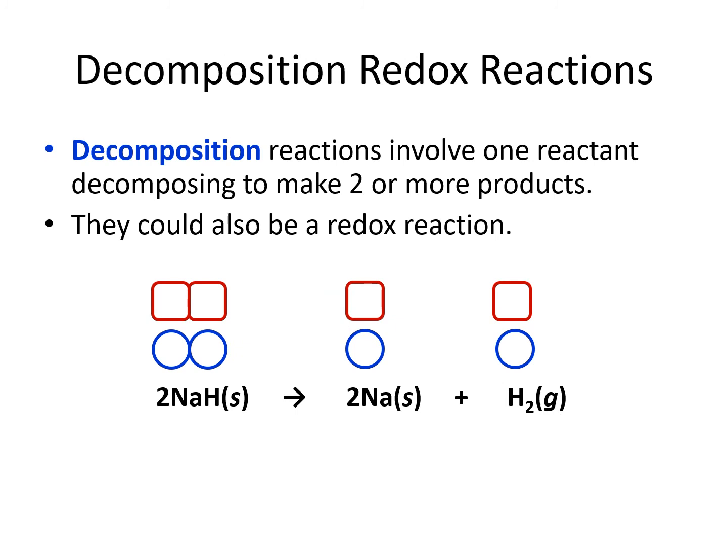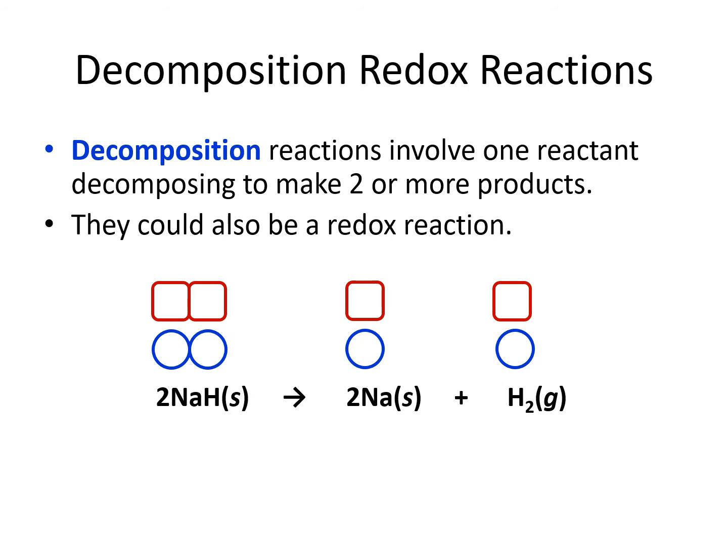Another type of reaction is decomposition. Again, it could also be redox if something is changing in oxidation number. In this example, we have sodium hydride decomposing to make sodium and hydrogen. Decomposition involves one reactant on the left side breaking apart into multiple products on the right. We can identify our decomposition reactions by the fact that they have one thing on the left side of the arrow. We can figure out the oxidation numbers using our oxidation number rules.